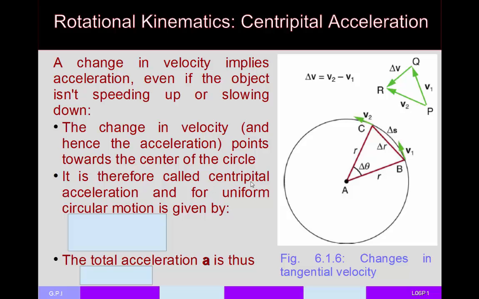And if you have uniform circular motion, then that acceleration can be found by taking what this speed is, squaring it, and then dividing by the radius. So the centripetal acceleration is v squared over r, which is also equal to r times omega squared, because v squared, recall, is r times omega quantity squared. So you have r squared omega squared over r.